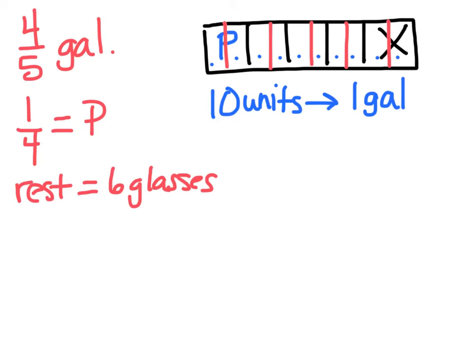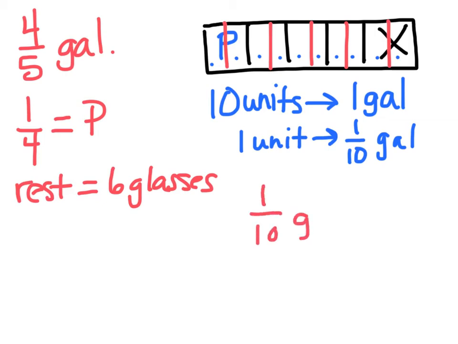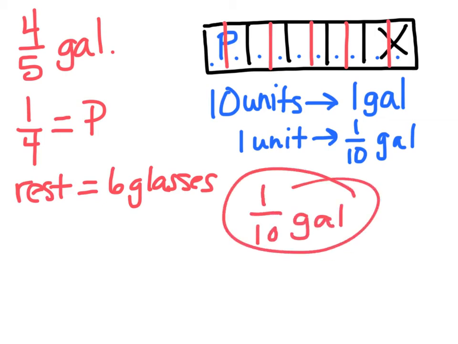So each unit is 1/10 of a gallon, right? So how much lemonade is in each glass? Well, 1/10 of a gallon. Okay, see how that works?